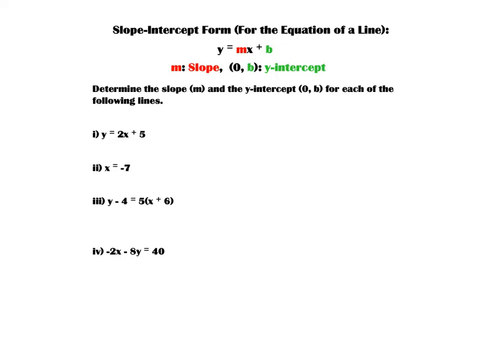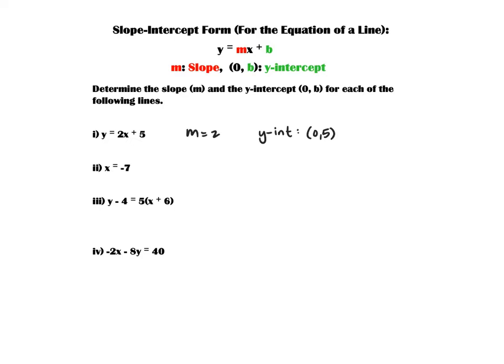So the first line that we have in part 1 is already written in slope-intercept form. So it's very easy to find the slope and the y-intercept. So the slope in this case is exactly where m is located in the linear form. So the slope here is 2. The y-intercept, please don't make the mistake of saying the y-intercept is 5. It's not. The y-intercept is the coordinate or ordered pair 0, 5.